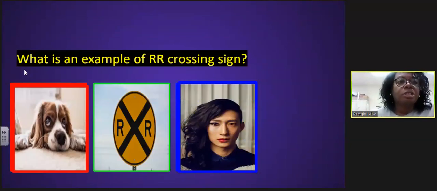And another question is, what is an example of a railroad crossing sign? With the railroad crossing sign, we know it's the two R's. It doesn't spell out the words, but it does give you the first letter of the words. So, is a railroad crossing a dog? Is a railroad crossing a big yellow sign that has two R's? Or is a railroad sign a female, a girl?